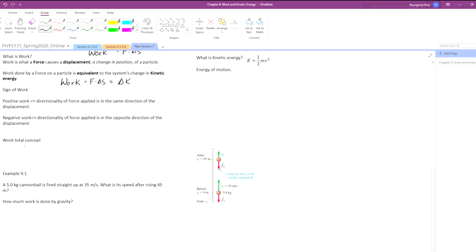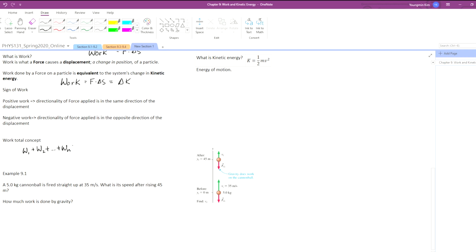So sometimes you could have more than one force being involved in a situation. In the previous example, we just had one force, but you could have more than one. In that case, each of the forces will have an individual work done on the system, on the particle. So you will have work done by force number 1, work done by force number 2, plus however many forces are involved. They will each have a possibility of doing work on the system.